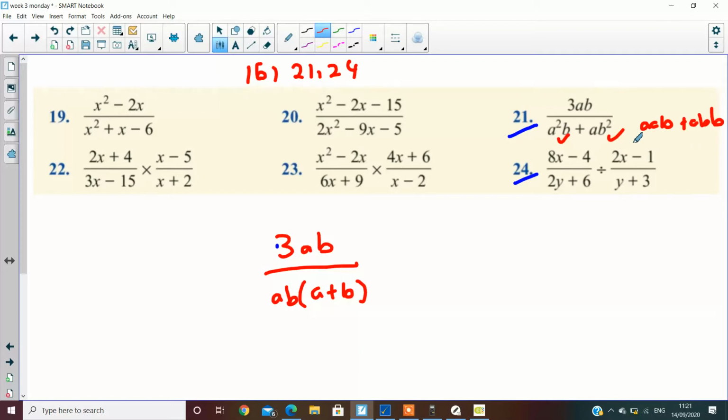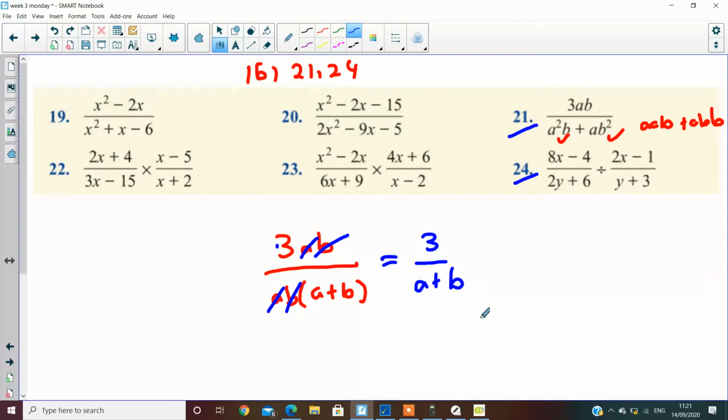I'm happy. Now what can we say about the AB top and bottom? This is A multiplied by B. This is A multiplied by B, and then it multiplies by A plus B. So they're both multiplication, which means they can cancel. And what's our answer? 3 over A plus B. Everybody okay with that?